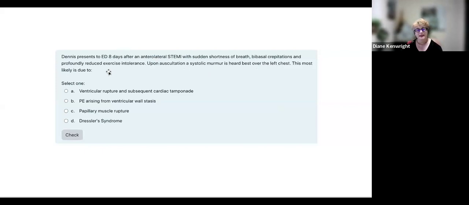He won't have cardiac tamponade because that would lead to instant death. He probably doesn't have an aneurysm because they aren't associated with murmurs. Yes, he could have papillary muscle rupture. Dressler syndrome gives cardiac rubs and does not give rise to systolic murmurs. So the answer would be C.